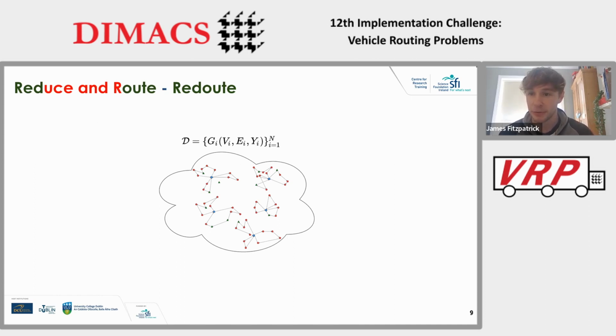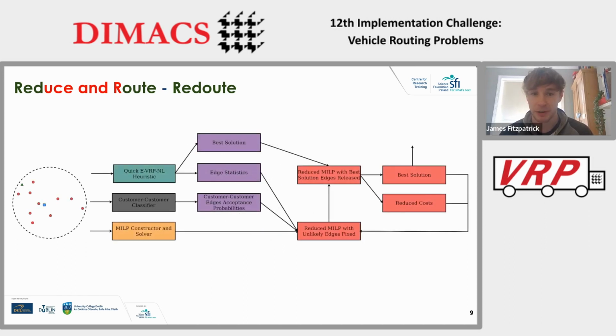450 problems, which is still a relatively small number, but we generated that number for training, and then we had another 350 or so for testing our classifier to make sure that it did a good job at customer-to-customer edge classification. So the basic framework looks something like this. I'll go through it very quickly.